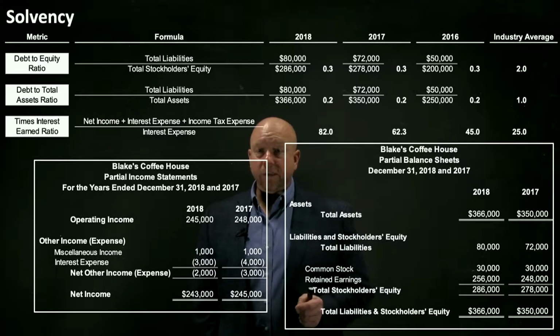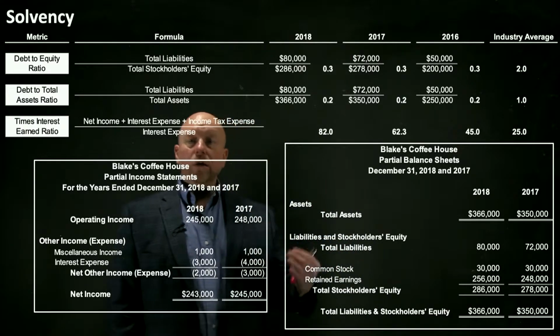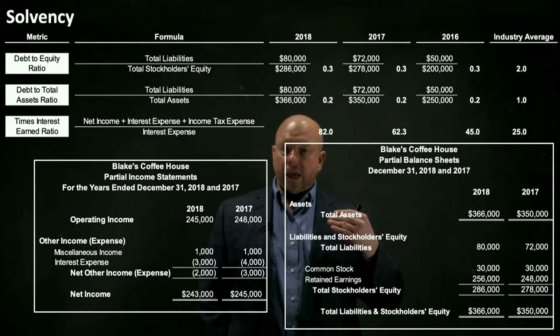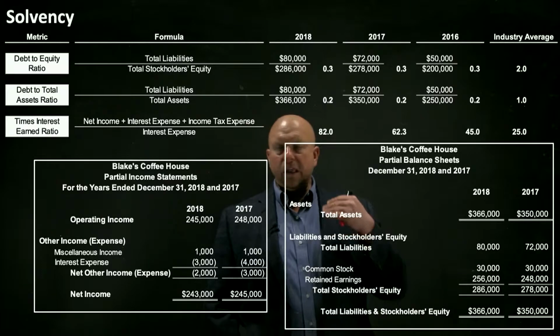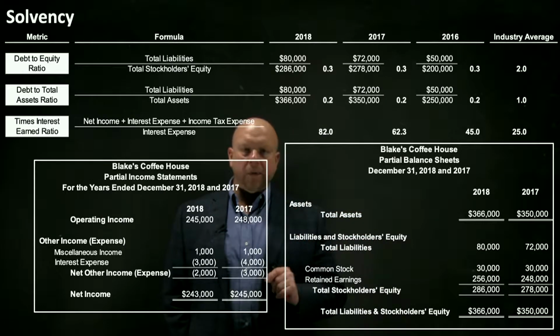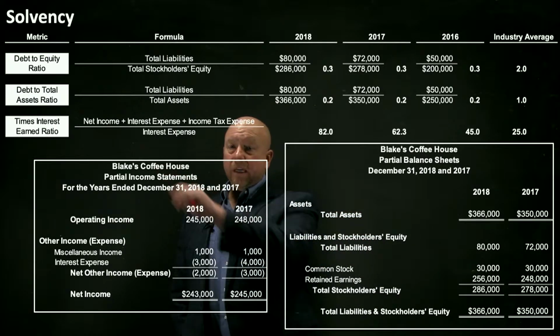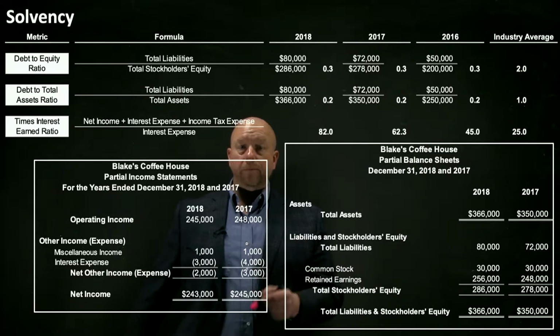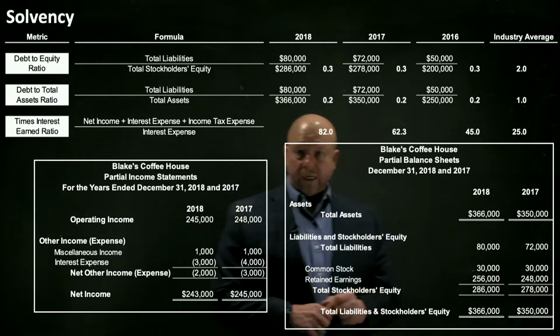As a reminder, solvency is measuring the long-term health of the company. Now, the debt-to-equity ratio and the debt-to-assets ratio, really lower is safer. And we'll talk about that more in a minute. With the times interest earned ratio, larger is actually better, more preferable. Let's look at the calculations here a second.